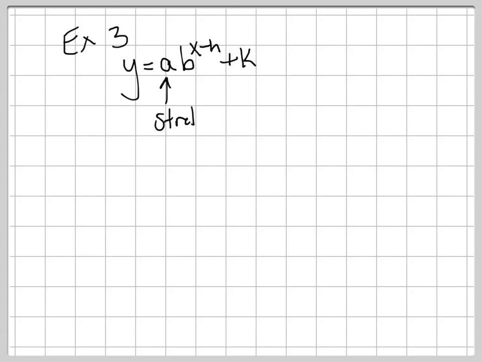Example 3. Let's look at a transformed graph. So let me give you the basic function. It's y equals a times b to the x minus h, plus k. This is exactly what you're used to. This a is a stretch or shrink.